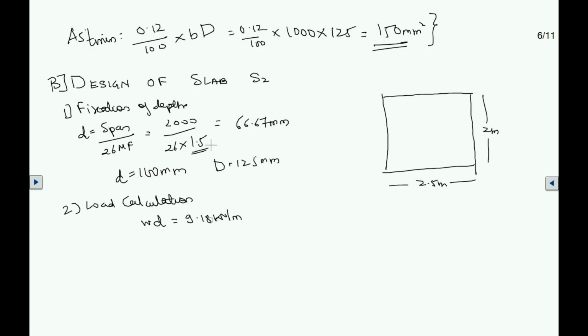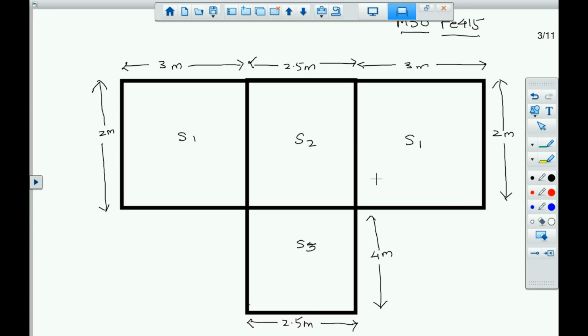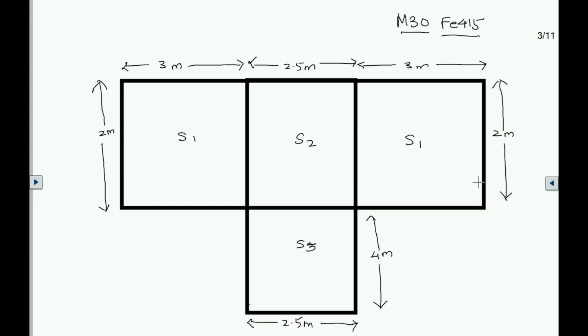Now the next step would be calculation of moments, and for that we need to see what the end conditions or the conditions on the edges are. I'll show you a figure on the next slide. As you can see in this figure, for slab S2, one of the long edges is discontinuous and all the other three edges are continuous.